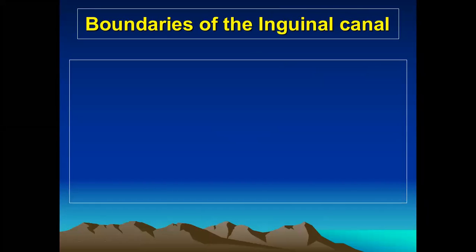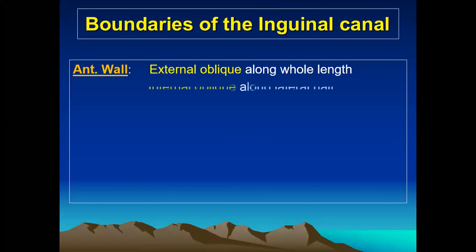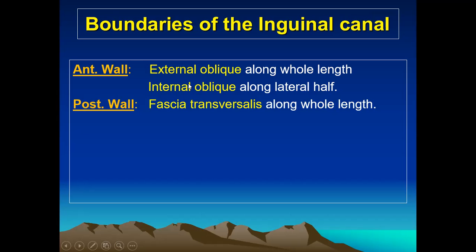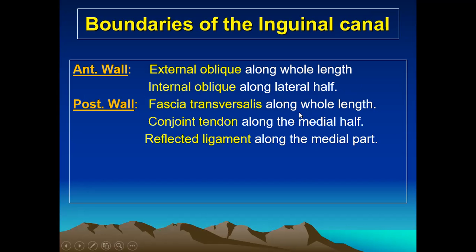Now, once again, to revise the boundaries of the inguinal canal, the anterior wall is formed mainly by the external oblique along the whole length, and in the lateral part by the internal oblique. Then the posterior wall is formed by the fascia transversalis along the whole length. Along with that, there will be the conjoint tendon. Conjoint tendon is nothing but the fusing of the internal oblique with the transverse abdominis. That is called the conjoint tendon.